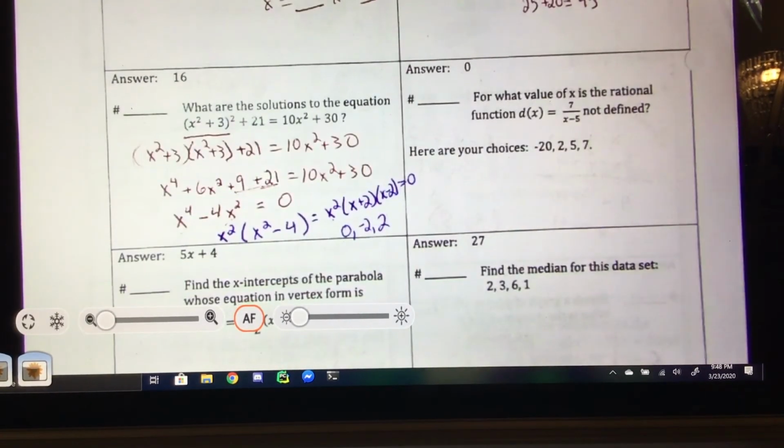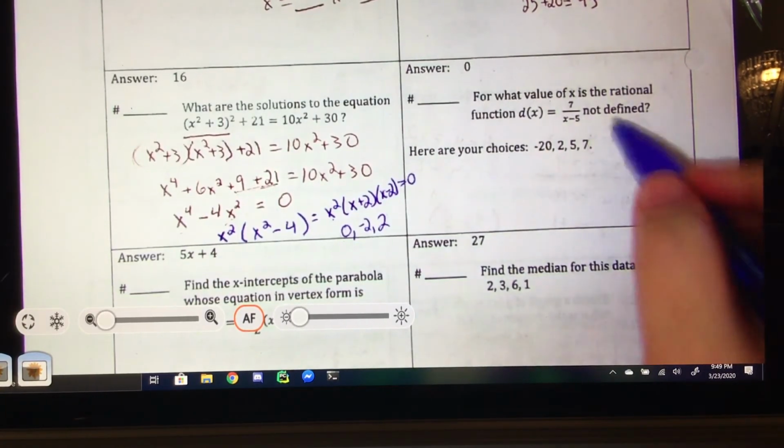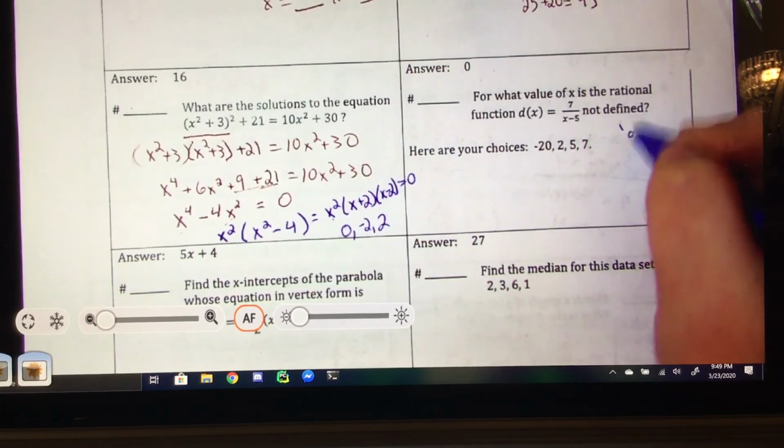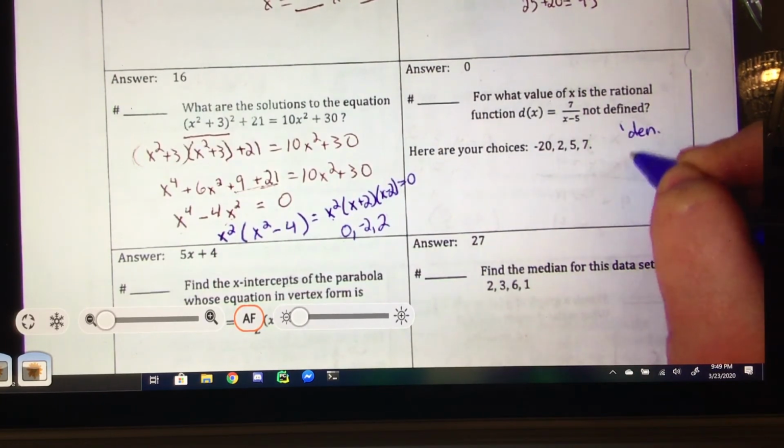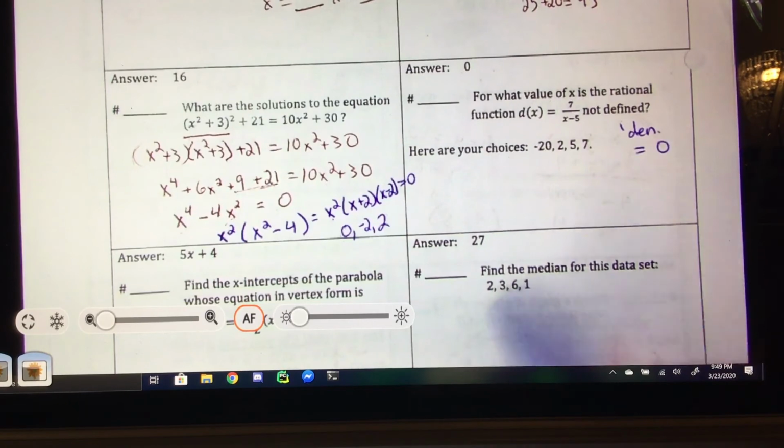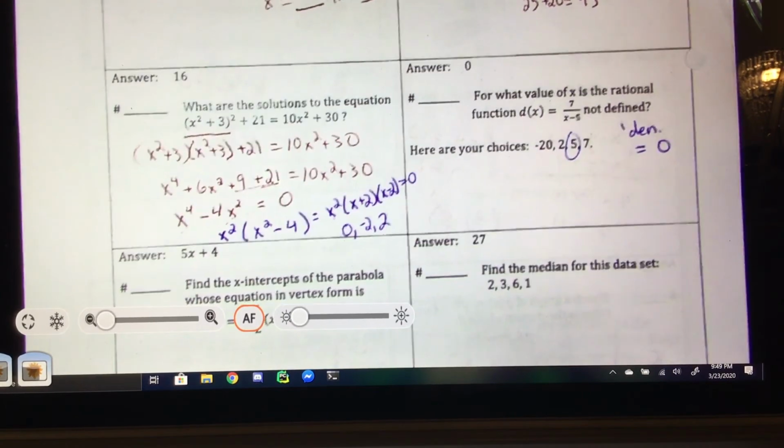The next one, you'd actually have 2 zeros here, but I think in this circuit it only has 1. Okay, for what value of x is the rational function d of x equals 7 over x minus 5 not defined? Well, if it's not defined, that means the denominator equals 0. And the only one where the denominator would equal 0 is if x equals 5. So that's all you needed for that one.